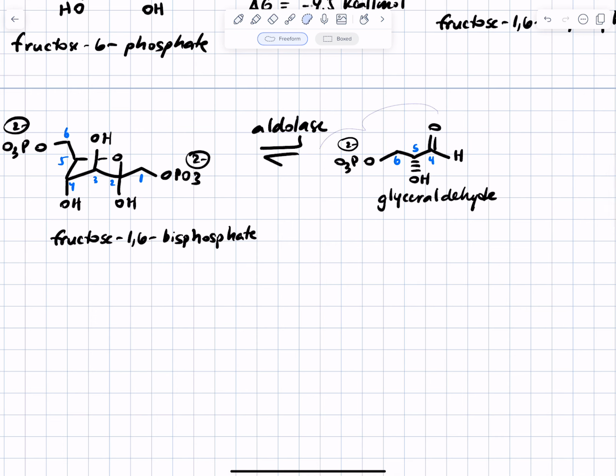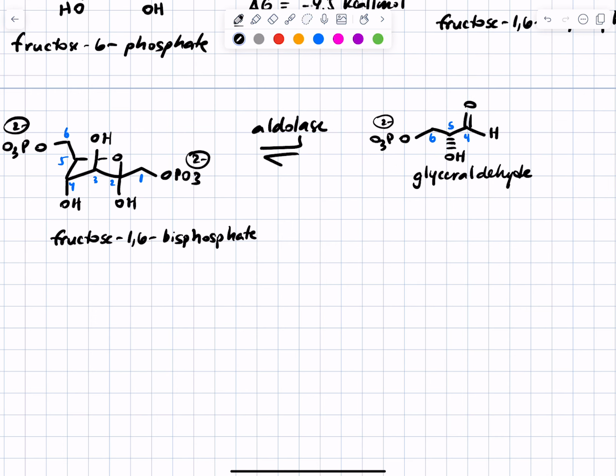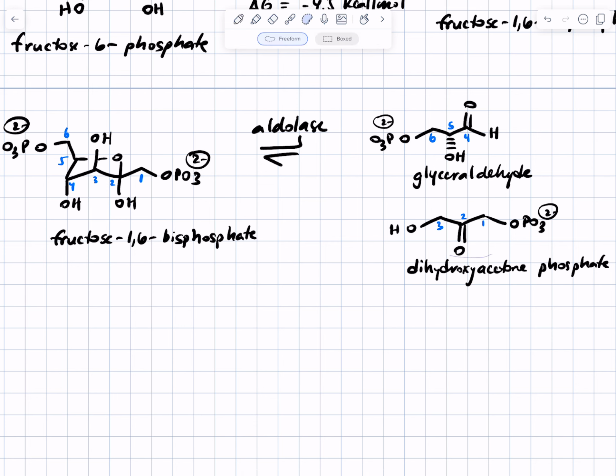And then the other 3 carbons, corresponding to carbons 1, 2, and 3 of fructose 1,6-bisphosphate are going to be here. This is a molecule you've seen before, dihydroxyacetone phosphate. And this is the molecule that we made previously from glycerol, from triglyceride metabolism. Okay, so the fact that the enzyme is named aldolase suggests that it's catalyzing an aldol reaction.